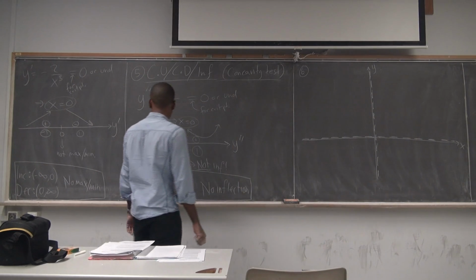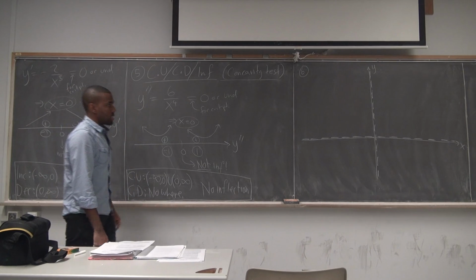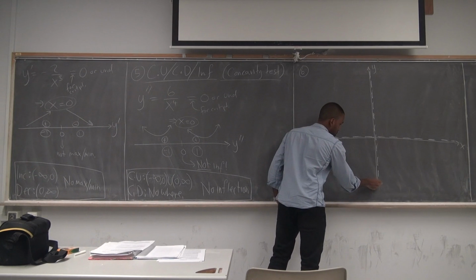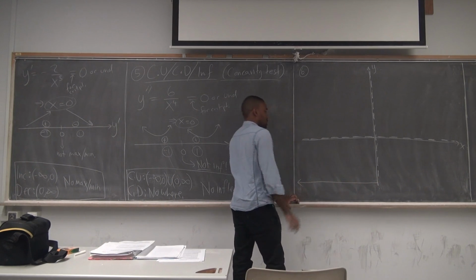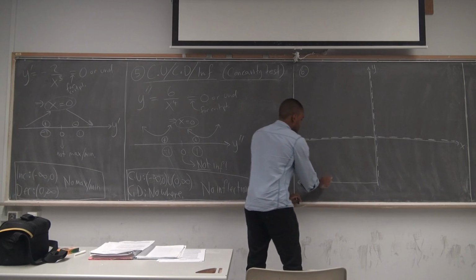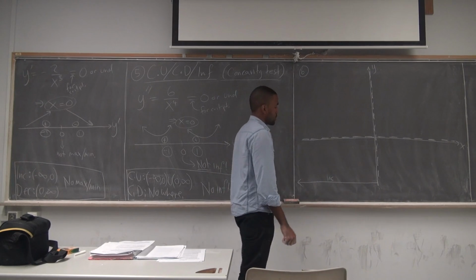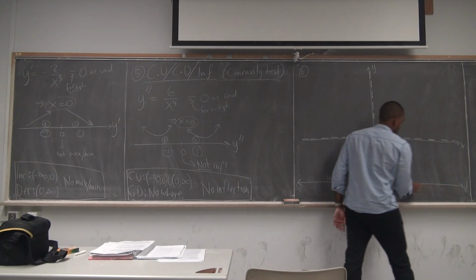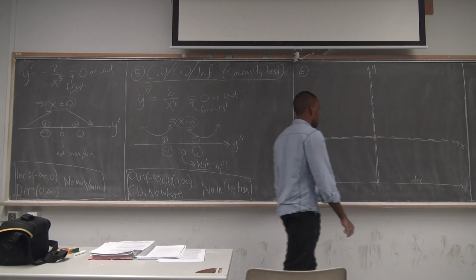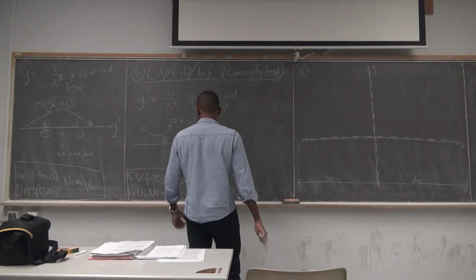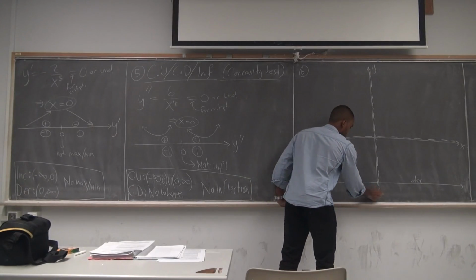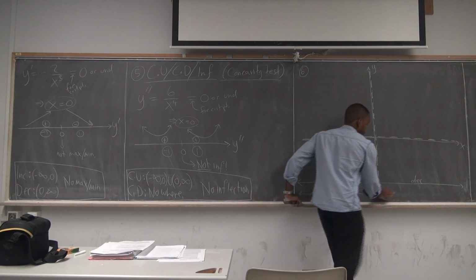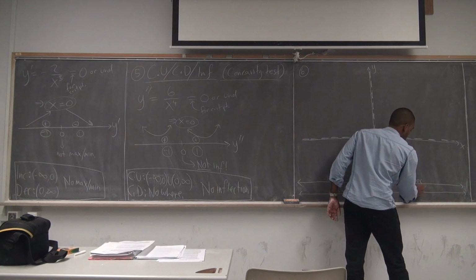Increasing and decreasing. I was increasing from negative infinity to 0. So I like to, at the bottom of the graph, draw a whole interval, and I write here, increasing. So I'm increasing on that side. And from 0 to infinity, I was decreasing. Then I'm going to put my concavities in. From here backwards, I am concave up. And from here forwards, I am still concave up.